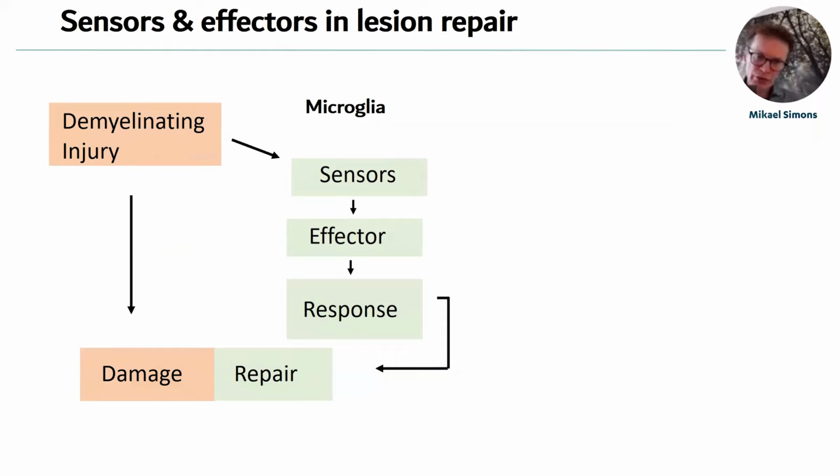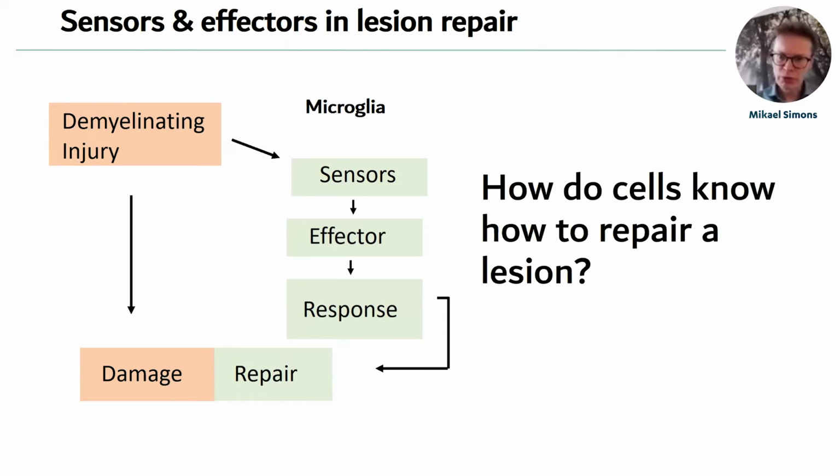When you have a demyelinating injury, the question is, how do the cells know how to regenerate? One key element here is the innate immune system. Microglia are the main cellular component of the innate immune system in the brain. There must be sensors on these cells that sense the damage, and then the sensors translate this information to an effector program, a transcriptional response that leads to repair and instructs this repair program also to other cells like oligodendrocyte precursor cells that then start to differentiate and to myelinate. So what we really want to understand is, how do cells know how to repair a lesion, and how do the cells communicate in this process?